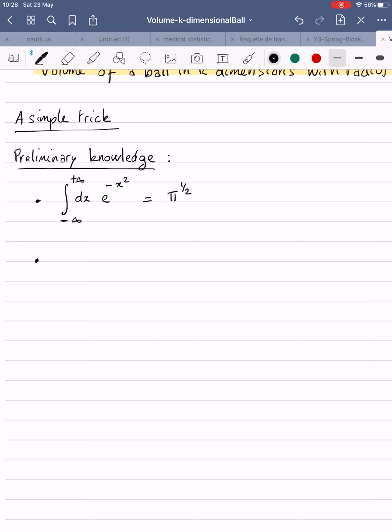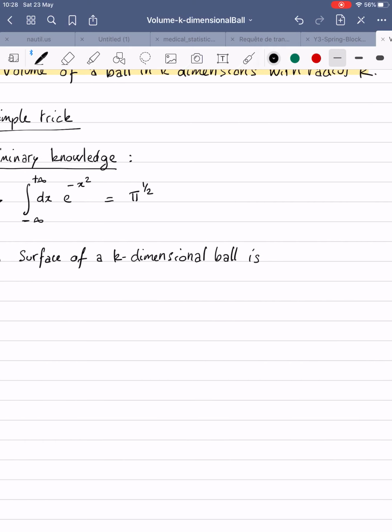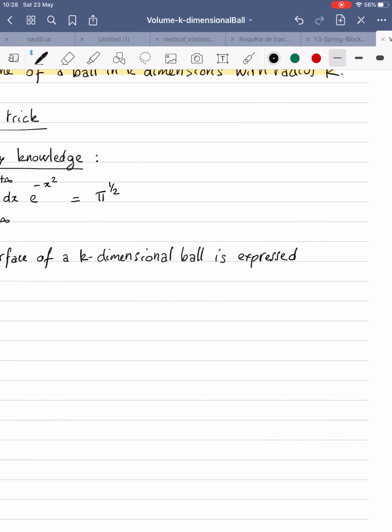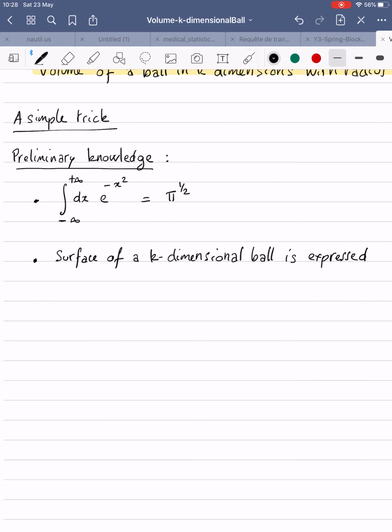The second thing is the surface of a k-dimensional ball. What I mean here is the area of the surface of that k-dimensional ball, which I will call Sk of R, and that would be omega k times R to the power k minus 1. That's important here because R to the k minus 1 comes from the fact that the surface of a ball has one length less, if you will, than the ball itself.